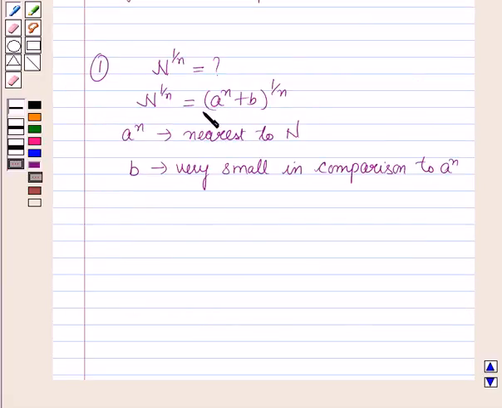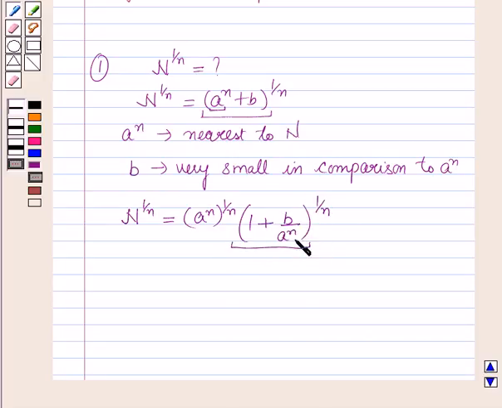Further, for expanding this, we have to make the first term equal to unity. So this will be (a^n)^(1/n) inside (1 + b/a^n)^(1/n). Now, on expanding this, an approximate value of the root can be obtained.